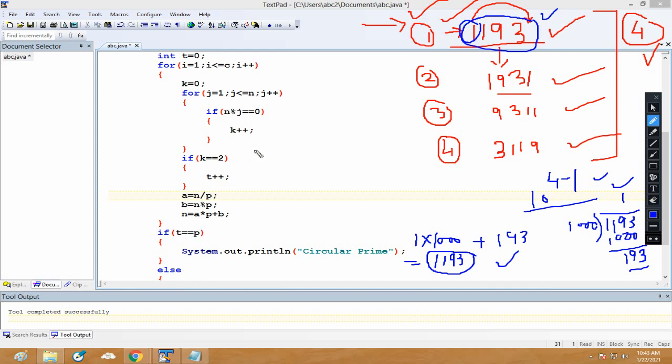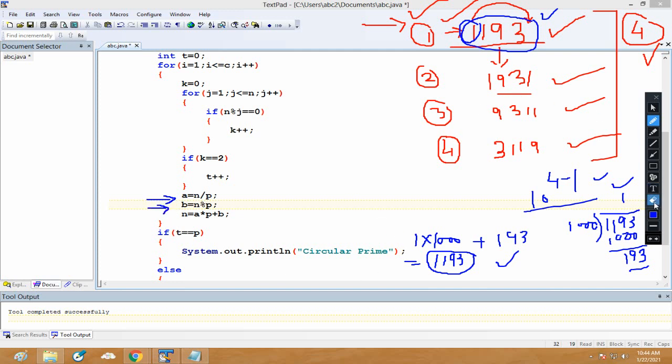Any confusion in this? No, sir. You can cross check this, right? In case you still have doubt, we can discuss again. But this is working. From here, please explain it again. Yes.